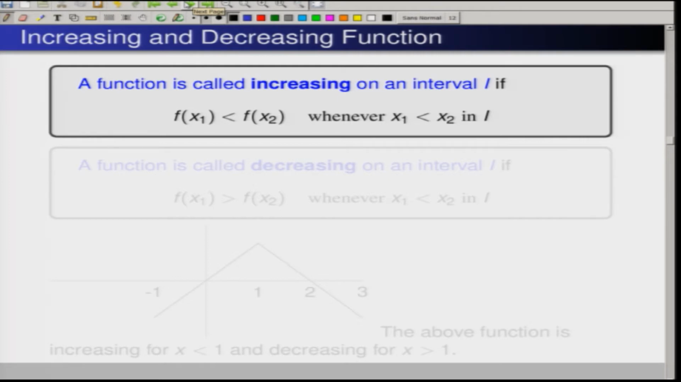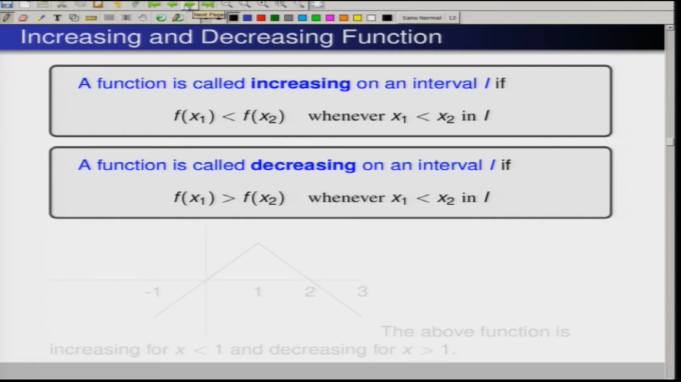A function is said to be a decreasing function on an interval I. This is very important, on an interval I. So, if f of x1 is greater than f of x2 whenever x1 is less than x2 in I. For example, this is a function, and you can see that it is increasing up to 1, and after that it is a decreasing function.